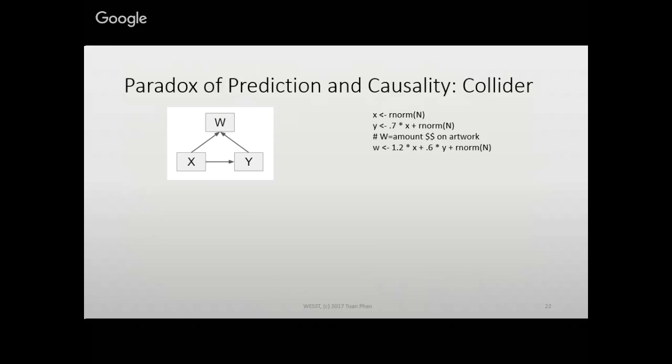Let's look at another example, which kind of illustrates this even further. So we're going to look at this type of network where X affects W, Y affects W, but X affects Y. Okay. Right. And so this example might be: X is educational attainment, Y is income, and W is how much you spend on, let's say, fine art.